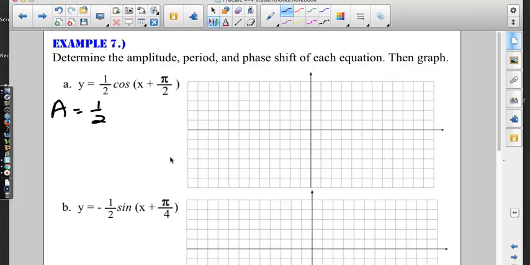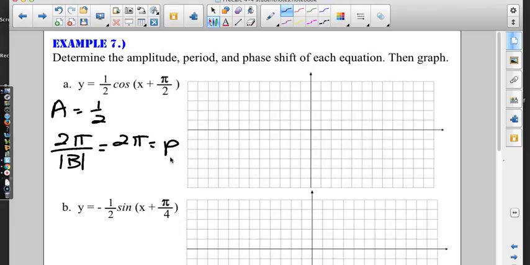And then the period, for cosine and sine, that's always 2 pi divided by the absolute value of b. So I look up here and I think, well, b is supposed to be what's in front of this x up here, and there's nothing there, so that's 1. So that's good news. We still have a period of 2 pi for this. I'm just going to use a lowercase p for that.